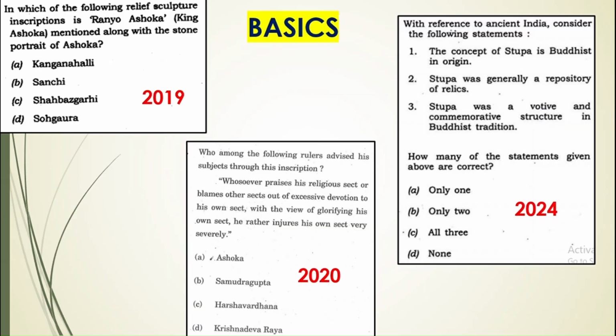So please do that. Then there are certain aspects that you'll have to get right in the paper no matter what, because these are picked directly from the basic sources that you read. We label them as basics. So see these questions. The 2019 question, Raja Ashoka is mentioned in which inscription, right? Then see the 2020 question, who said this statement, which is given here in double quotes. Okay, then see the 2024 question. Again, a very simple question on stupa, right?